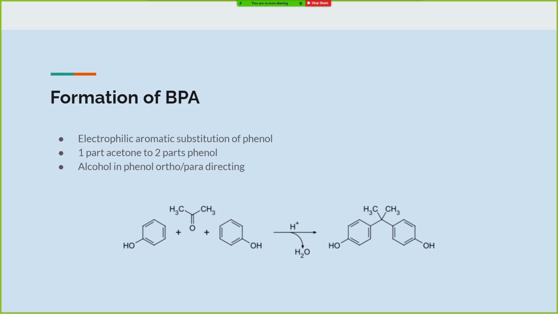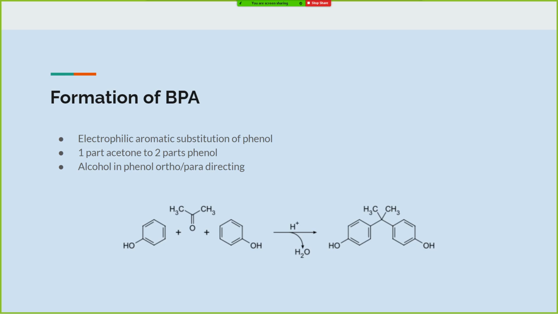Yeah, so once the cleavage step is done, we have phenol. And if we mix that phenol with acetone in a 2-to-1 ratio, an electrophilic aromatic substitution will occur to get us to the BPA monomer. So like any other electrophilic substitution, we start with an electrophilic attack, which breaks the double bond, and then the molecule is deprotonated to restore aromaticity.